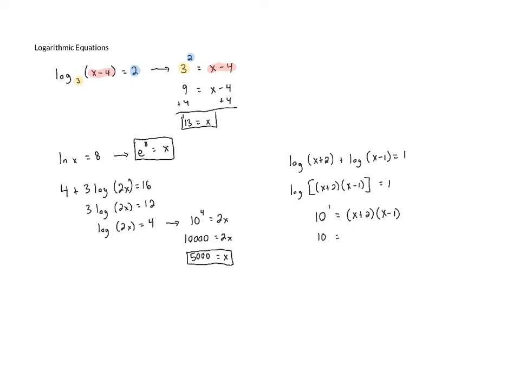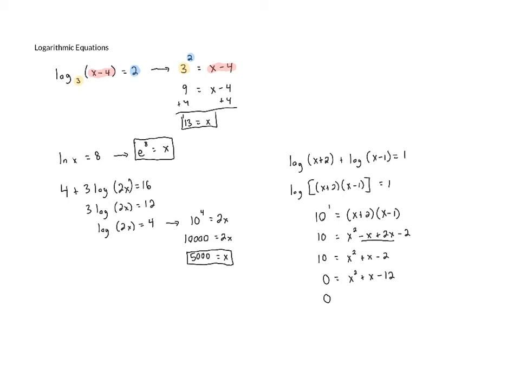Now on the right-hand side, we can FOIL this out. X squared minus x plus 2x minus 2. When we combine like terms, this becomes x squared plus x minus 2, and that's equal to 10. And then we can subtract 10 from both sides. This gives us 0 equals x squared plus x minus 12.